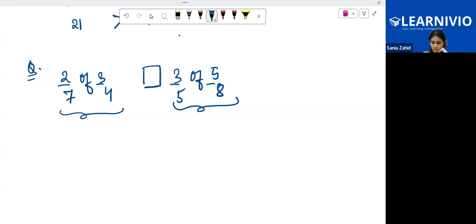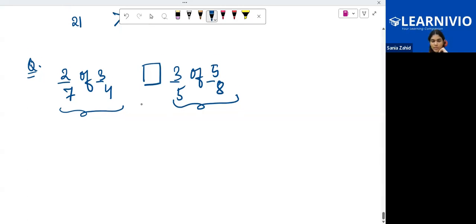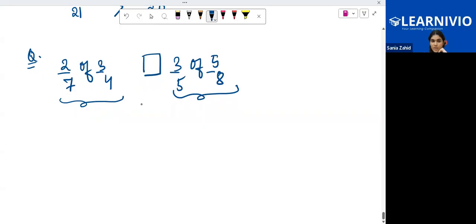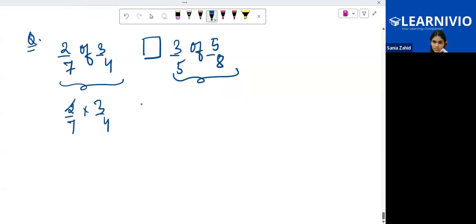Yes, ma'am. Done. So first of all, Harmeen, you tell me what will be the answer for the left hand side? Yeah, for LHS, we will cross multiply 2 into 4. Why will it cross multiply? You have to find the value for this, like 2 by 7 of 3 by 4. Okay, we should only multiply it. Yeah, exactly. Only have to multiply. So 2 into 1 and 2 into 2. So we will have 3 by 14.